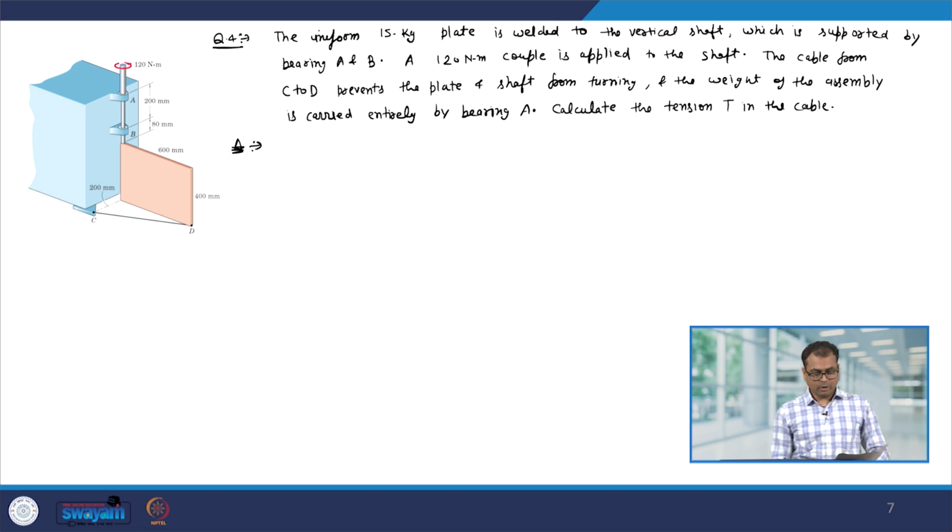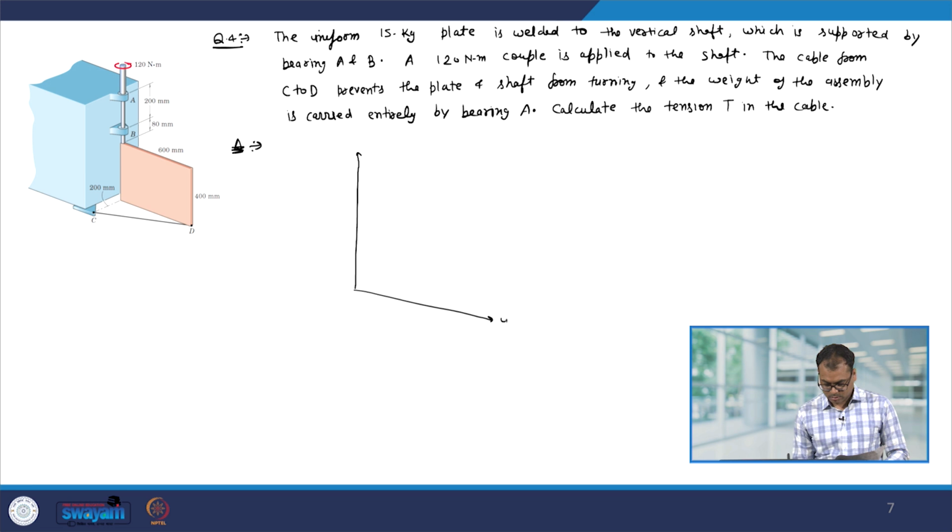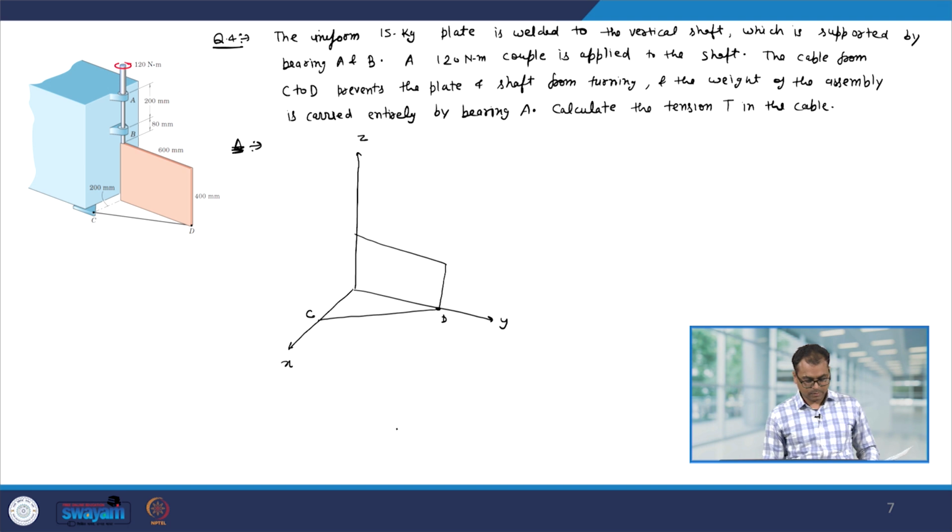So, first let us look at the free body diagram of this problem. First let me put the axis. We have x axis, y axis and z axis. The plate is like this. And at point D, this is held by a cable. And on x axis, it meets at point C, O is the origin, and at point B, we have the shaft. So, two forces are going to act at point B, force in the y direction and force in the x direction. And at point A, three forces are going to act.